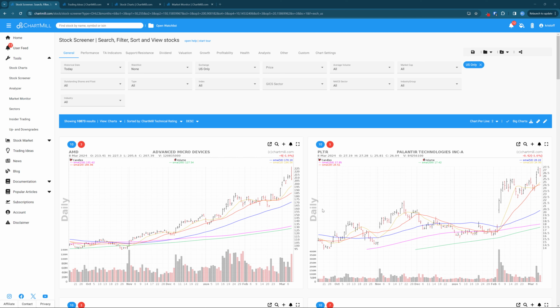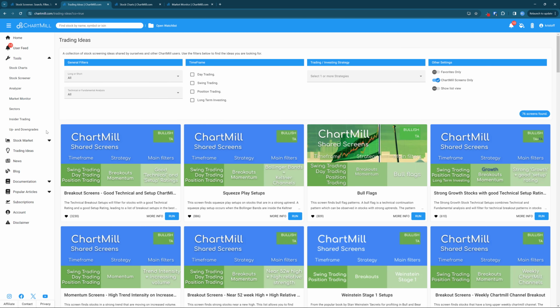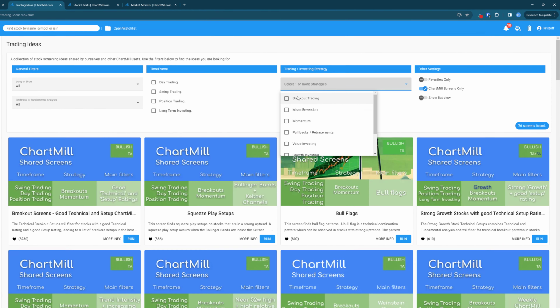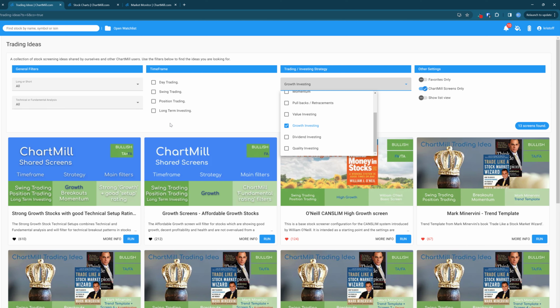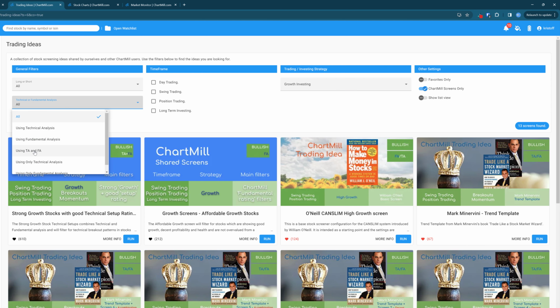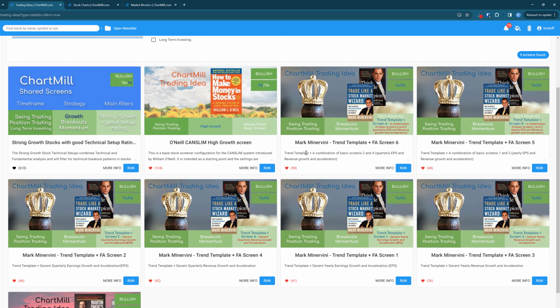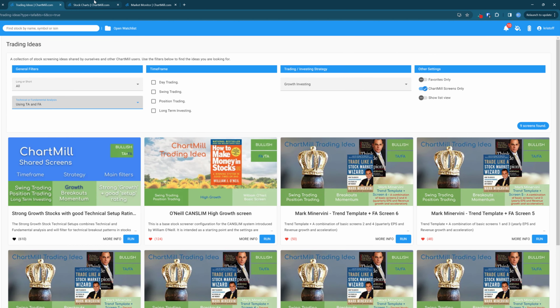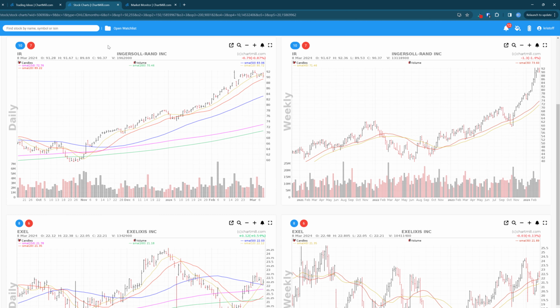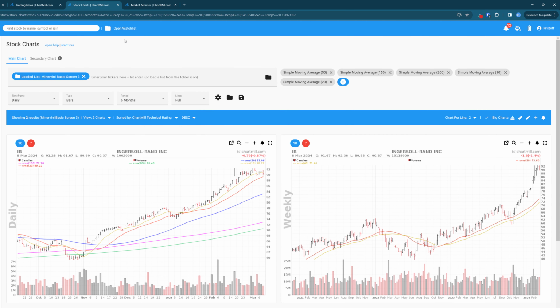And in ChartMill we have some predefined trading screens for that book. You can find those under the trading ideas section. It's a screen that is looking for growth, and it's a combination of technical and fundamental analysis. There are 6 different predefined Mark Minervini screens. So let's start with the basic screen number 1.